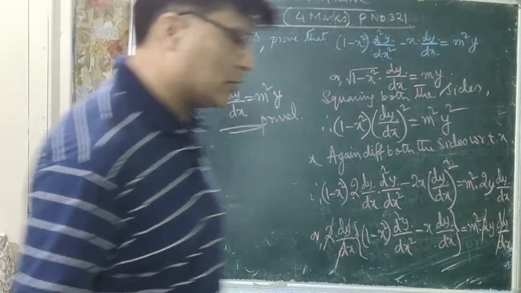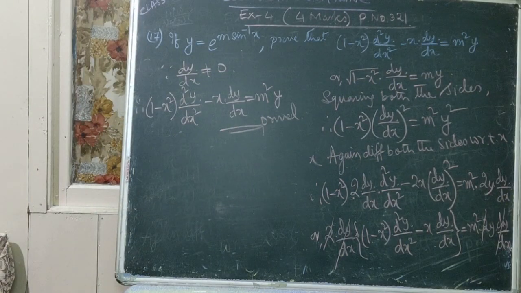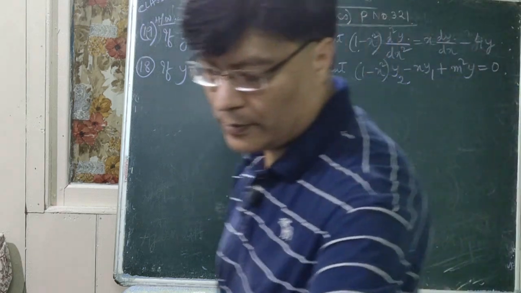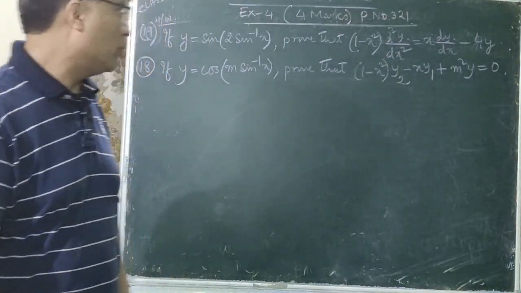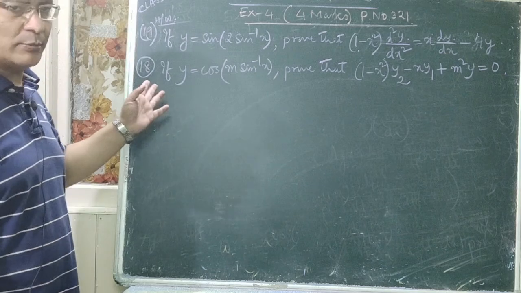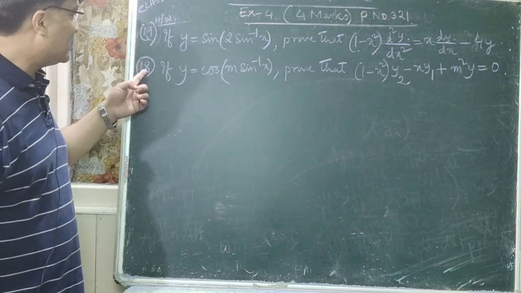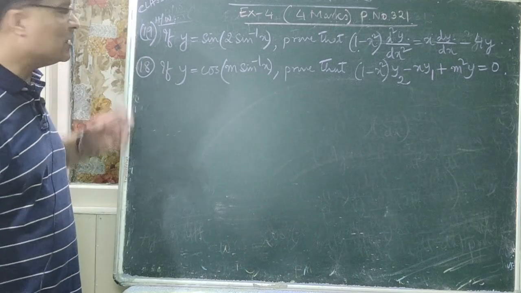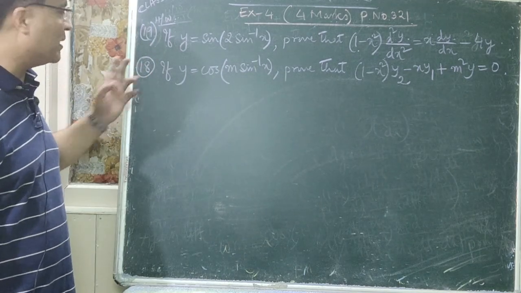Now we'll do the next question, that is question number 18. So 18 and 19 are of similar types. Number 19 will be homework. We will do number 18 here.